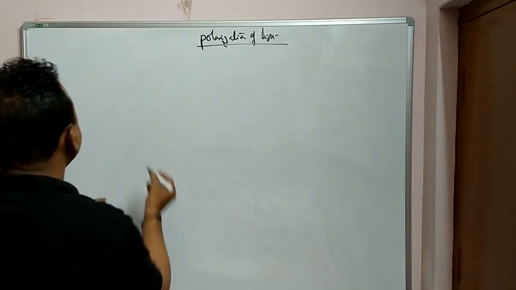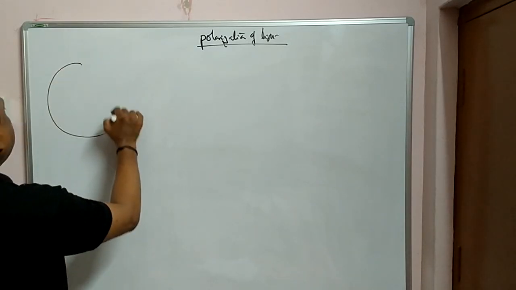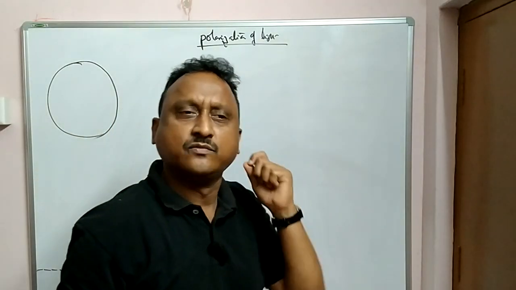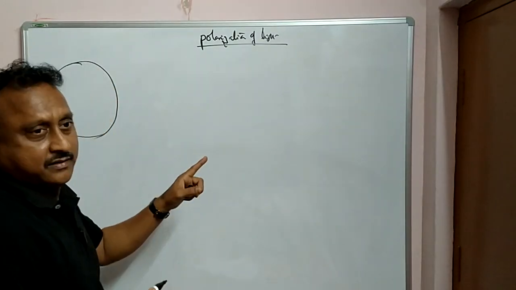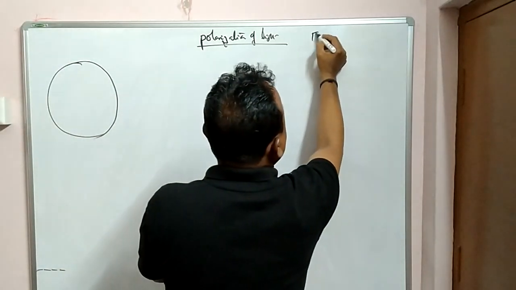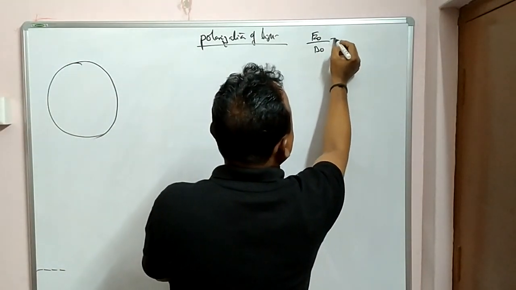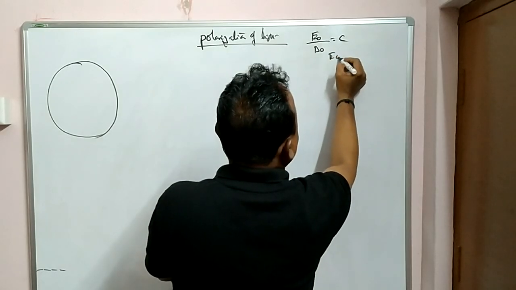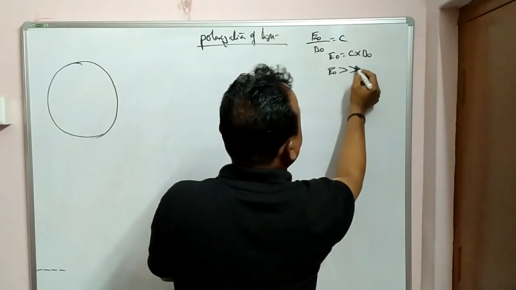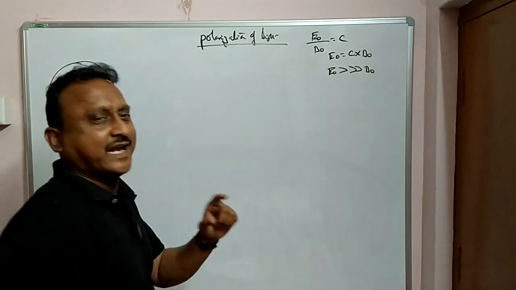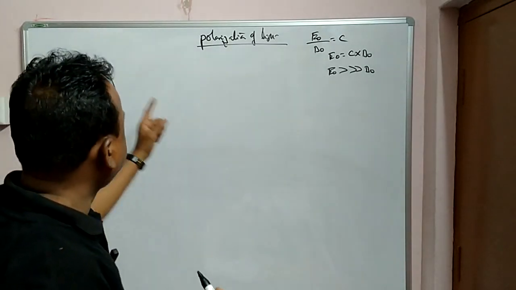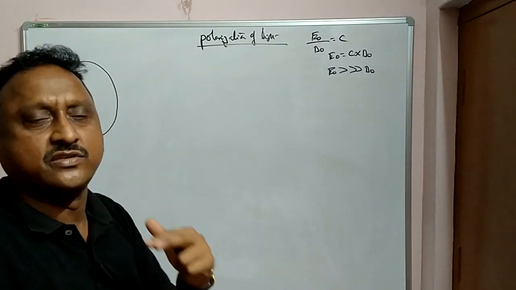See, for example, we all know in electromagnetic wave, I told you electric vector is more dominant than magnetic vector. I have given some formula also for you. E naught by B naught is equal to C, or E naught is equal to C into B naught. That means E naught is very much greater than B naught, and the electric field vector is greater than magnetic field vector. So in the explanation of polarization, magnetic field is not considered.